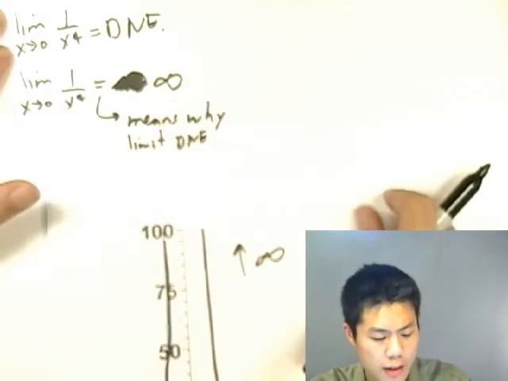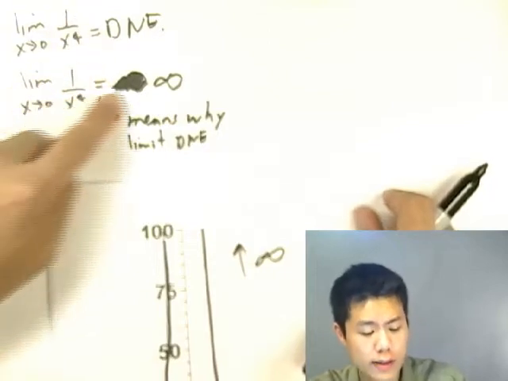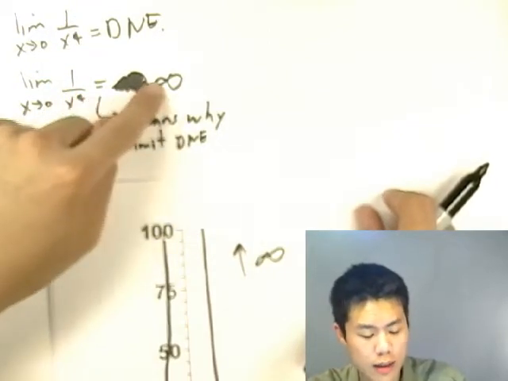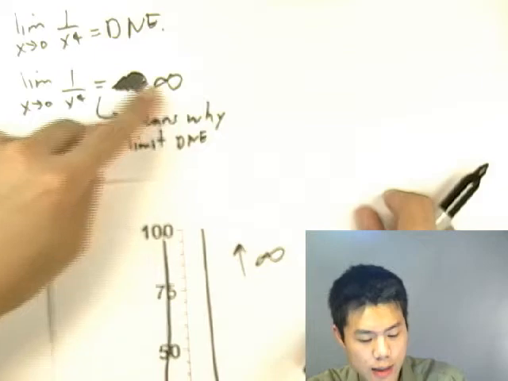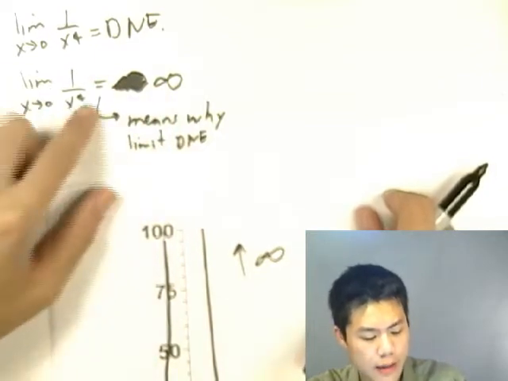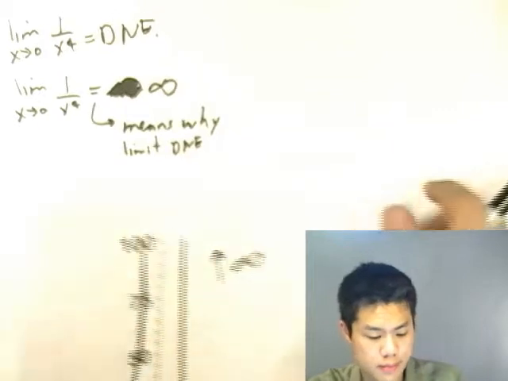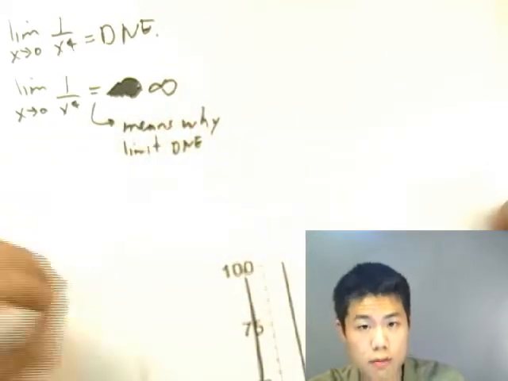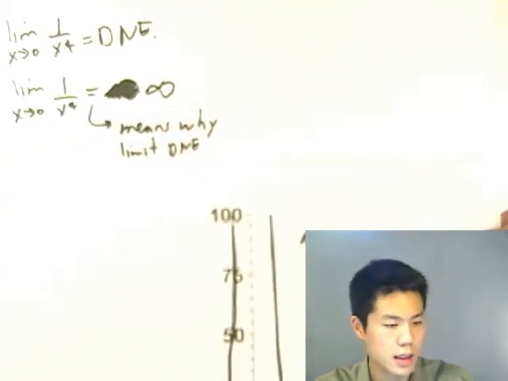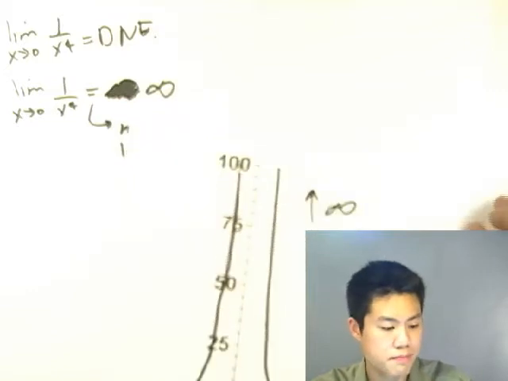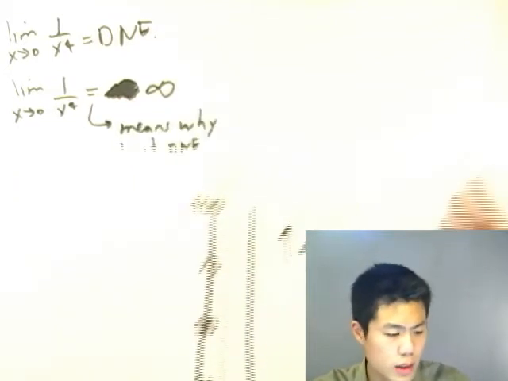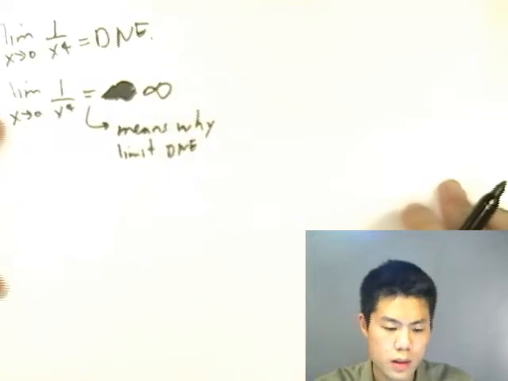So in actuality, this limit does not exist, but we can write it this way. We can write equal to infinity, as long as we keep in mind that this equal sign tells us why this limit does not exist. Okay, so we can write it as this. That's perfectly okay. That's an accepted convention. Okay, and one more.